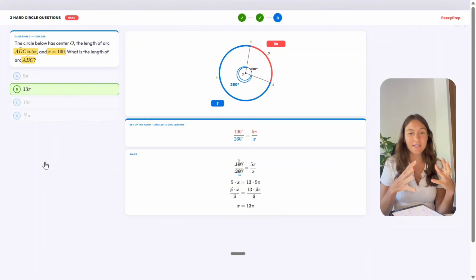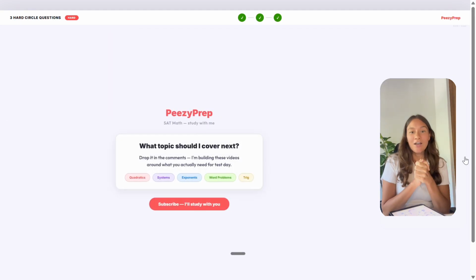Trick here is just to understand how to utilize the information that they're giving you and set up the ratio properly.